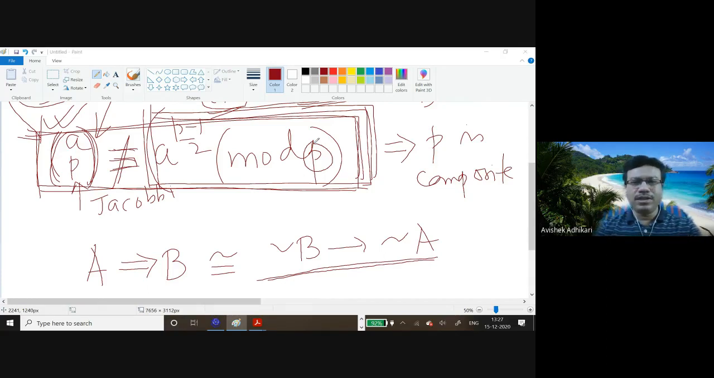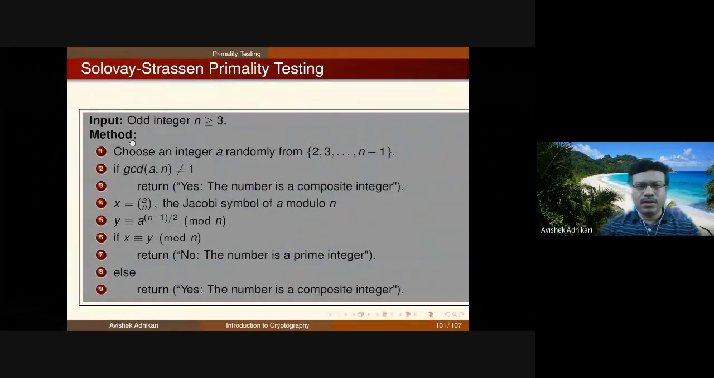Okay, so let's check what the algorithm is. Here the input would be some odd integer n. You are going to check whether n is prime or not, and that should be for big numbers. So for big numbers, n has to be odd, to check whether the number is prime or not. An odd number which is greater than or equal to 3. Now choose an integer randomly from 2 to n minus 1 and check the GCD.